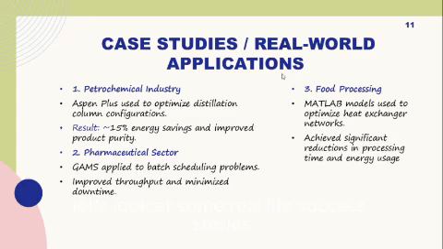Let's look at some real-life success stories. Petrochemicals: in one project, Aspen Plus was used to optimize a distillation unit, cutting energy use by 15%. That's a huge saving on operation costs. Pharmaceuticals: GAMS was used to improve batch scheduling, resulting in faster production cycles and higher throughput. Food industry: MATLAB models helped optimize heat exchanger networks, reducing energy consumption and improving product consistency.